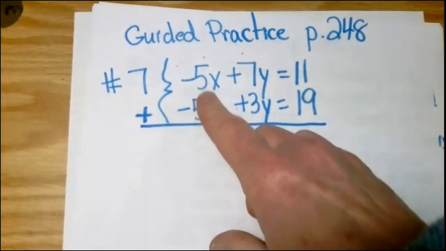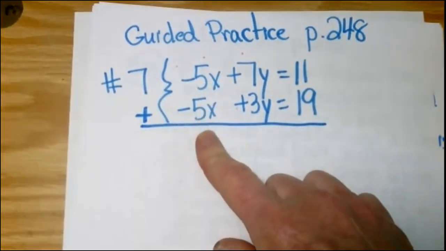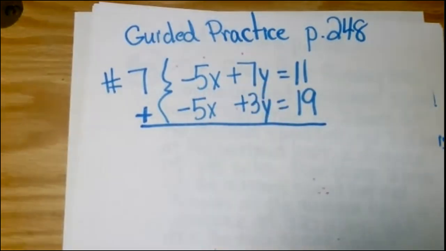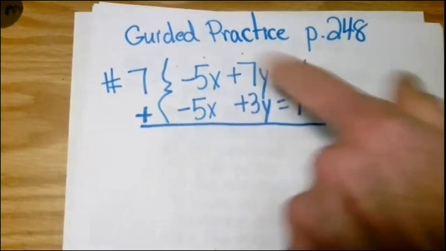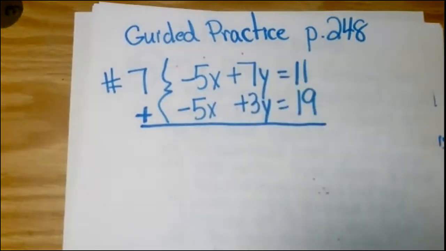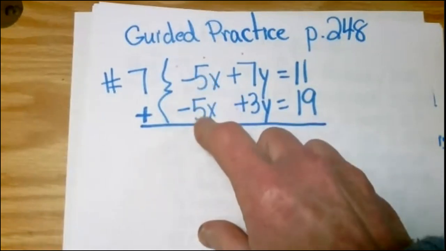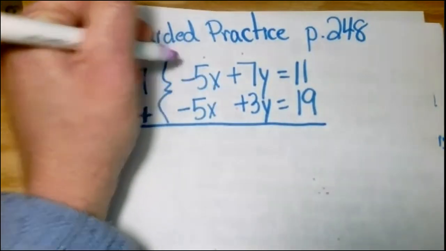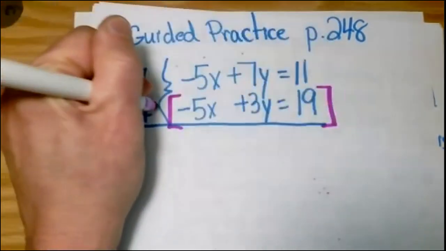If I add a -5 and another -5, I get a -10. If I add 7 plus 3, I get 10. I'm not eliminating a variable. I have to get one of these coefficients to 0. So what I'm going to do is multiply one of these equations by a -1. I see that these are both 5s. So I'm going to multiply the first equation. Let's do the second. You can do either one. The second equation by a -1.